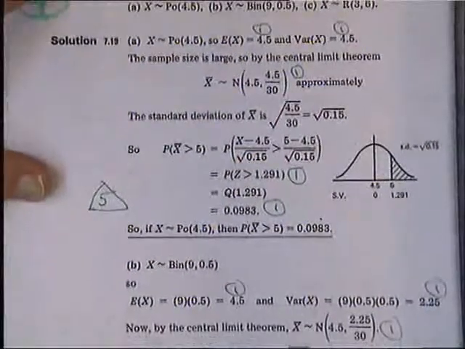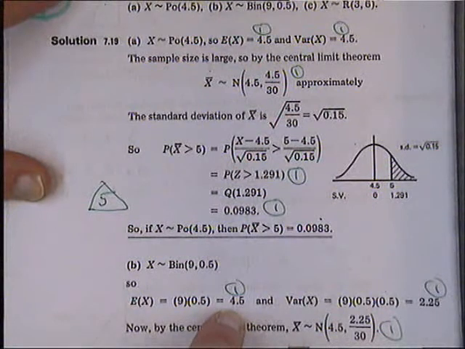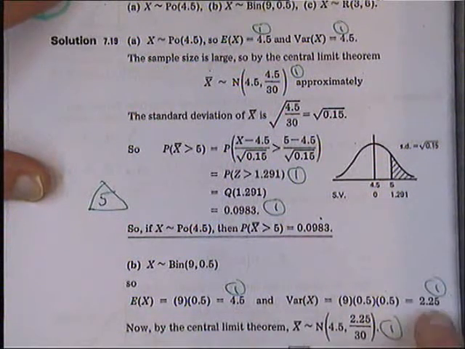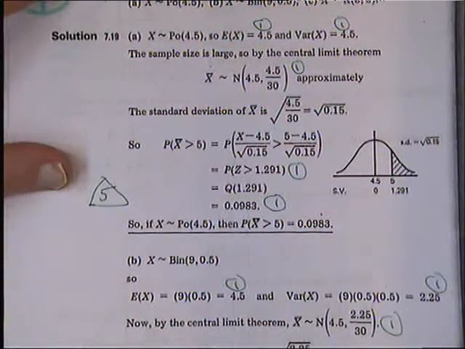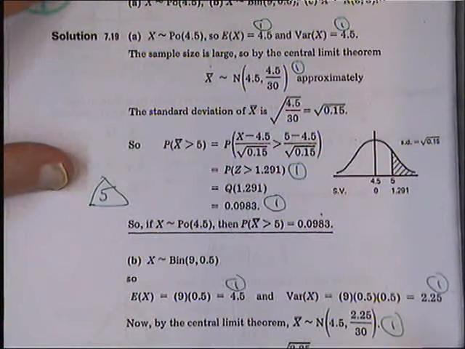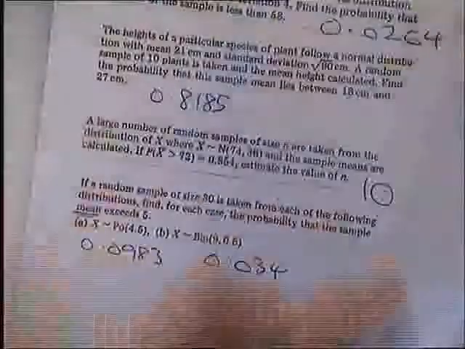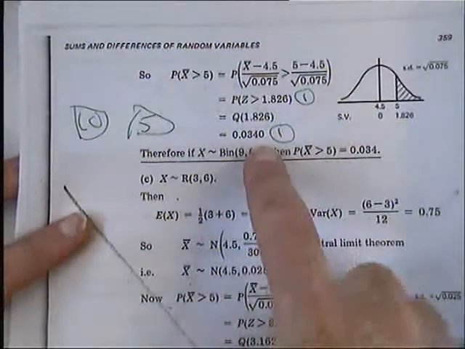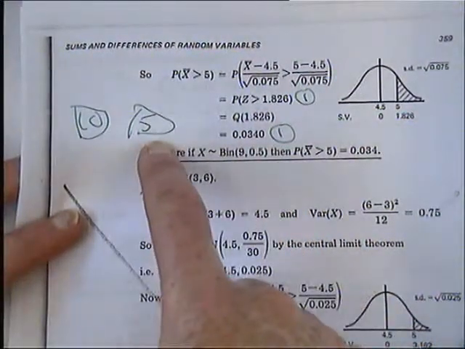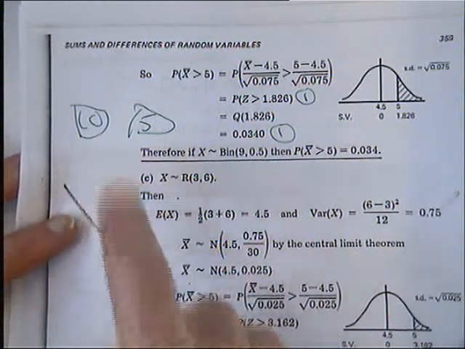For part B, again, a mark for the expectation being 4.5, a mark for the variance being 2.25, a mark for the distribution of x bar. So that's 3 marks. I think there are 2 marks over the page. So a mark for that working out number and a mark for the final answer. So 5 marks for part B, 10 marks for that question altogether.